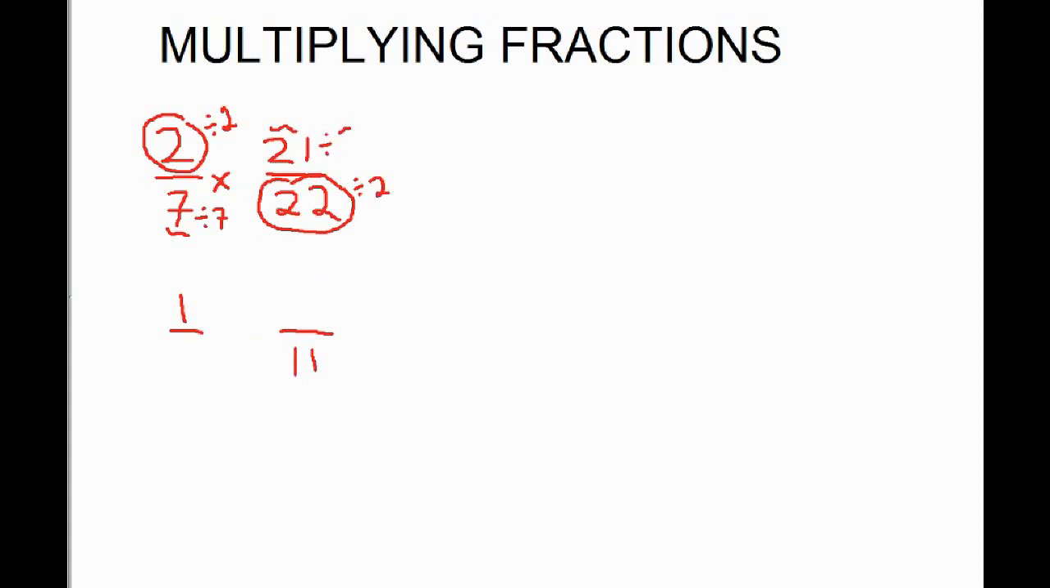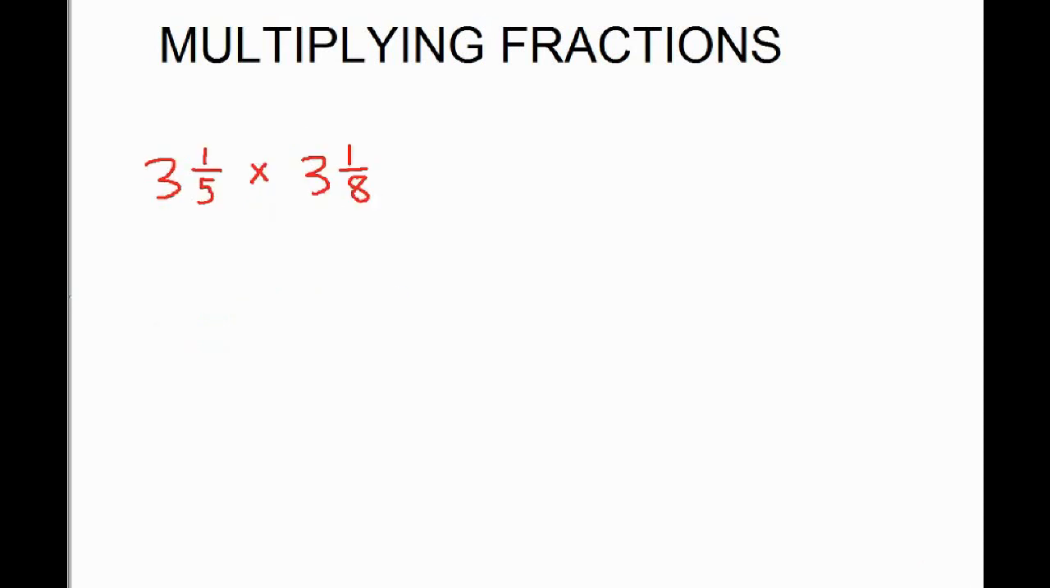7 divided by 7 is 1. 21 divided by 7 is 3. So now instead of having 2 times 21, I have 1 times 3, which is 3. And instead of having 7 times 22, I have 1 times 11, which is 11. Again, I left 1 over 1 as a fraction because we have to multiply. And if we're multiplying, we need a numerator and a denominator.